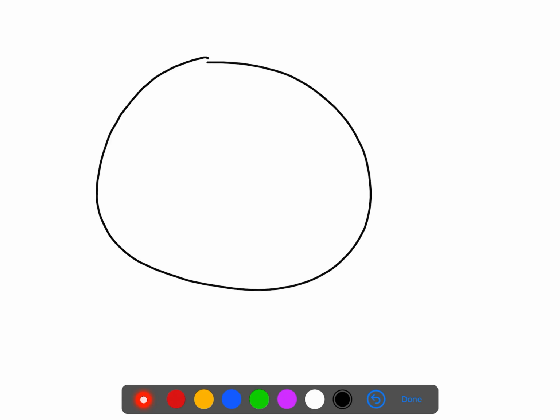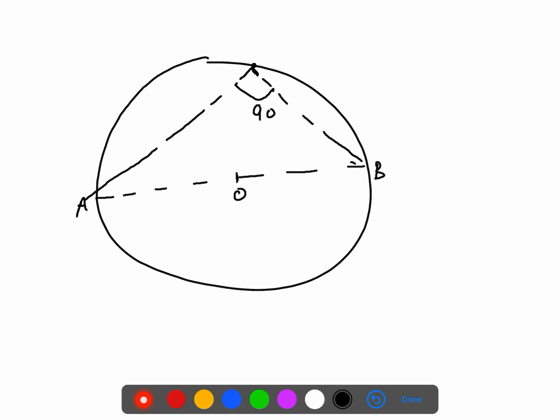There's one more property. If we have the diameter of the circle given, let's say this is the center, AB is the diameter, any point on the circumference, if we connect to the two end points of the diameter, this angle becomes 90. This point can be anywhere on the circumference.